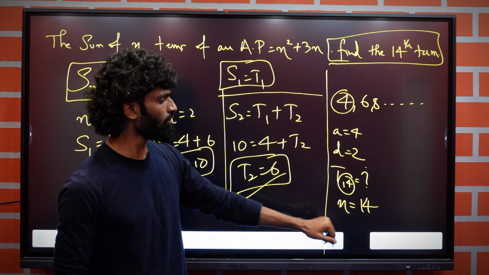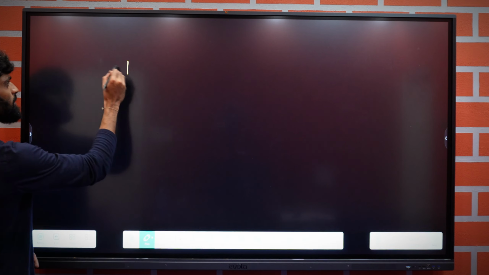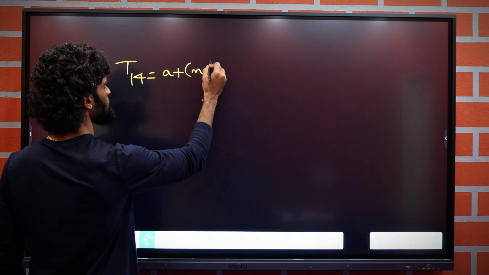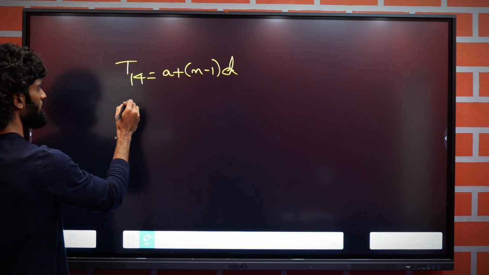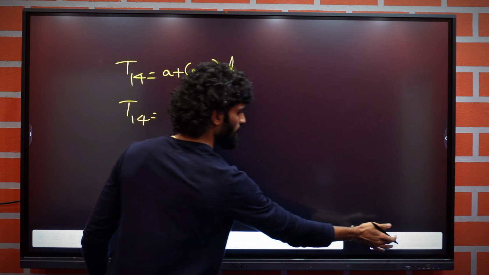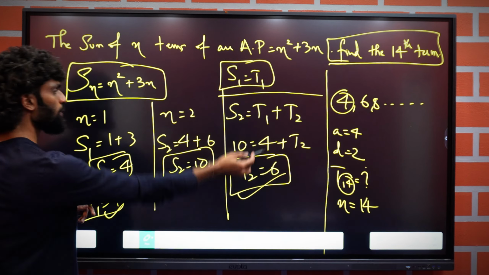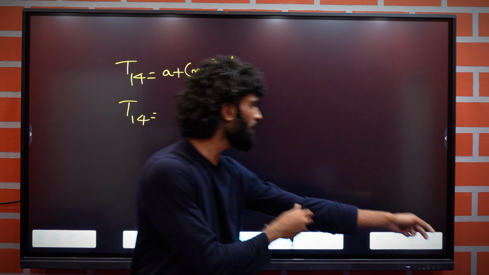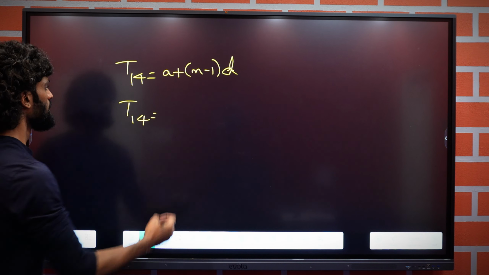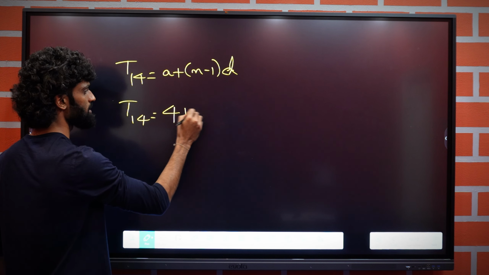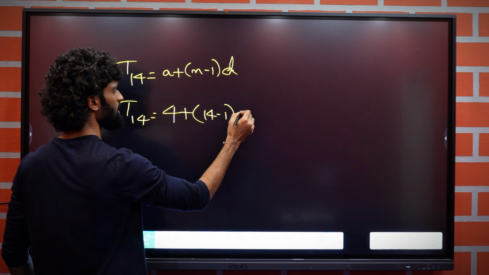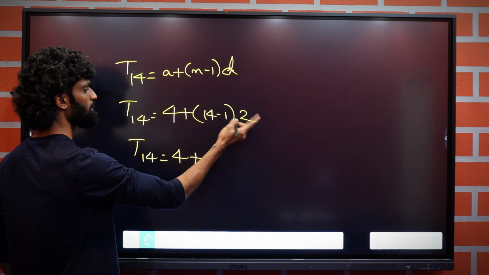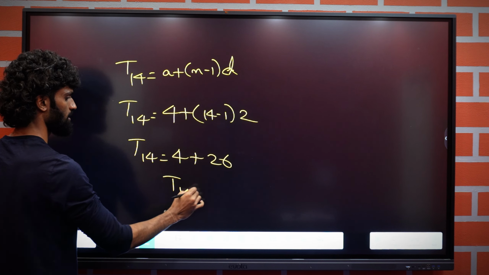Getting it? Now can I find T14? Obviously. Apply the formula directly. T14 equals A plus n minus 1 into D. Again, why are we doing this? Without doing this, I won't be able to get the sequence. Without the sequence, I won't be able to find the value of T14. So it will be A, 4, plus n's value is 14 minus 1, D's value is 2. So T14 as it is, 4 plus 13 times 2 is 26. The answer is 30.